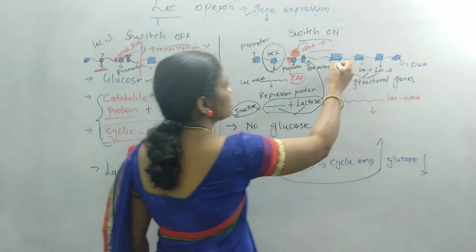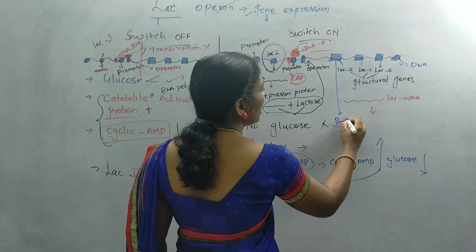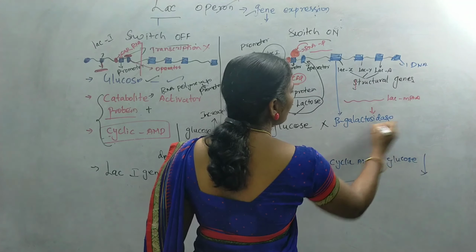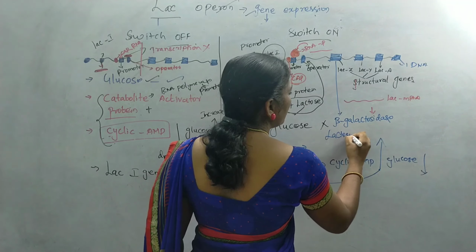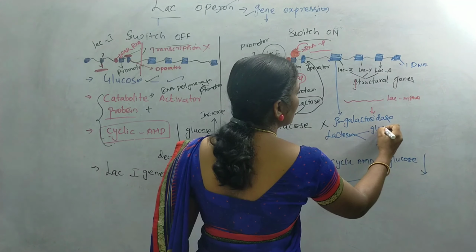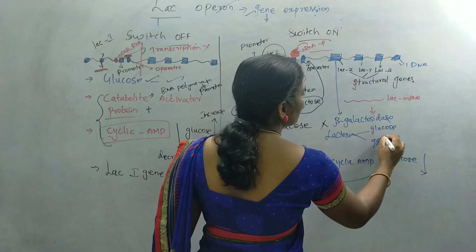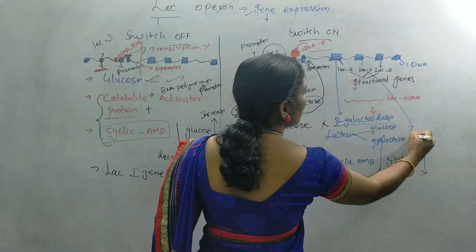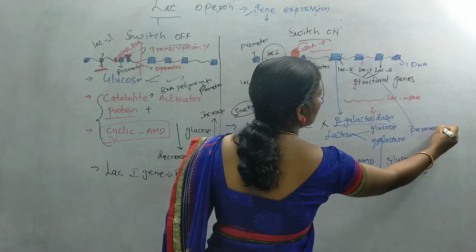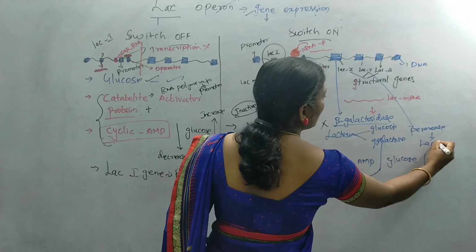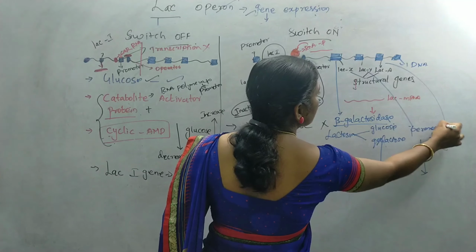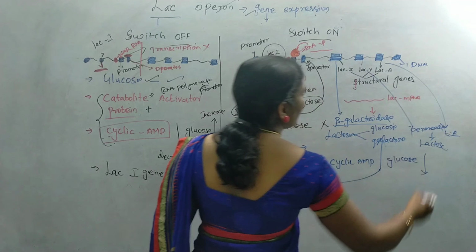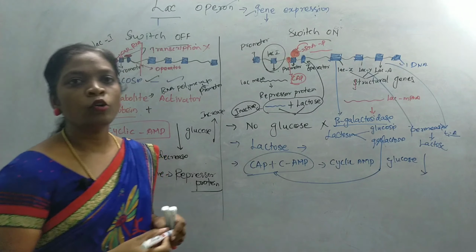Now what happens? The Lac-Z gene will produce the beta galactosidase enzyme, which will help in breaking down lactose, which is a disaccharide, into glucose and galactose. And Lac-Y produces the permease enzyme, which allows the entry of lactose into the organism, and the Lac-A gene produces transacetylase, which will help in transferring the acetyl-CoA group.